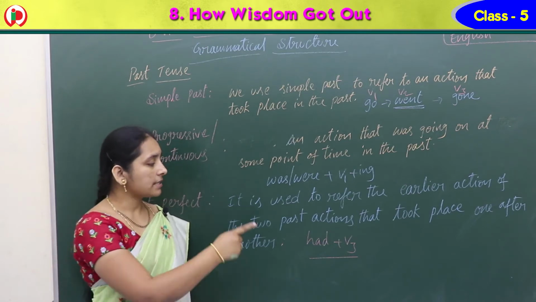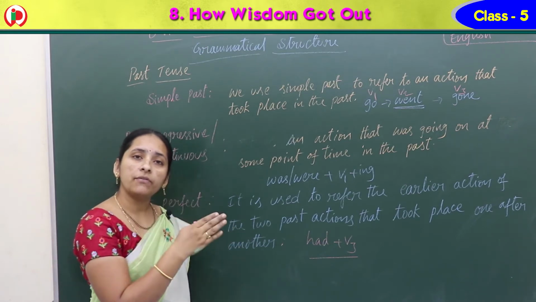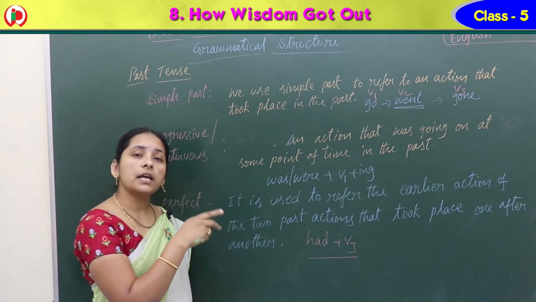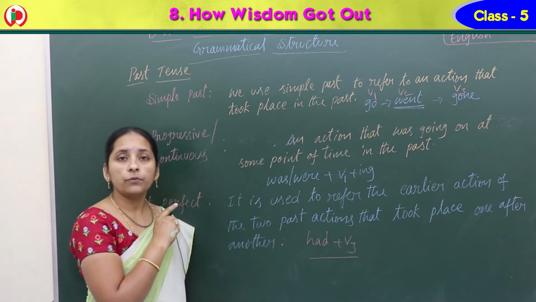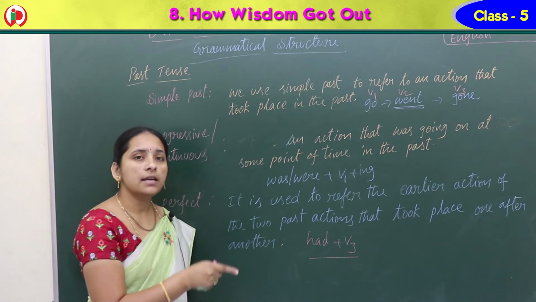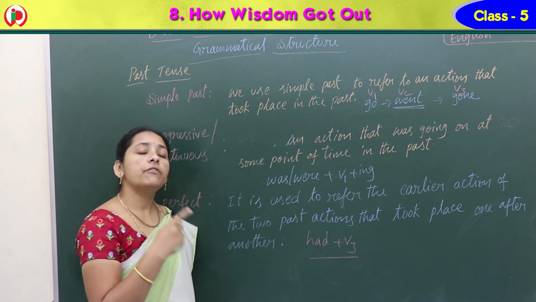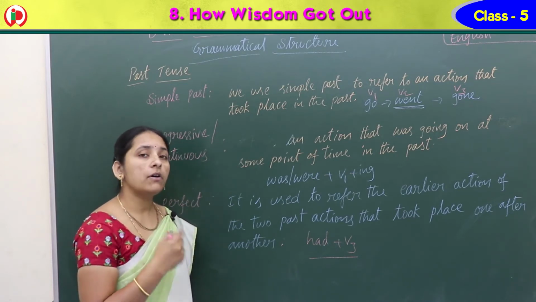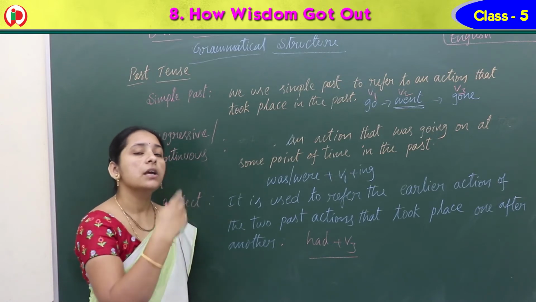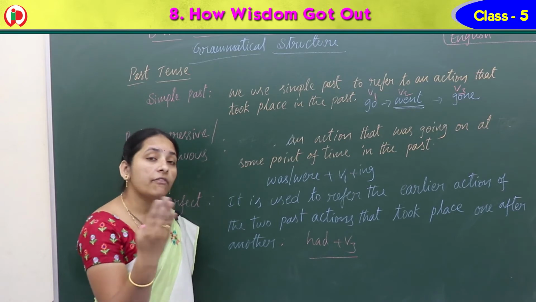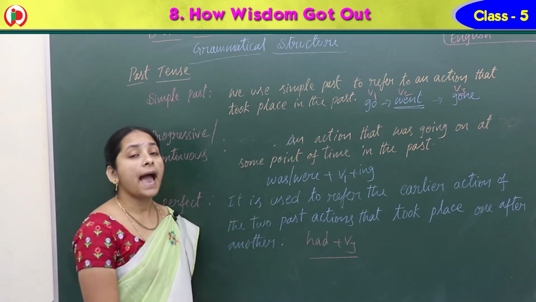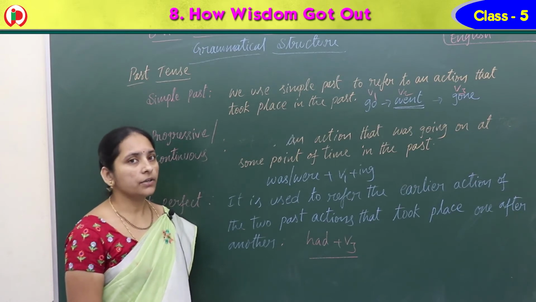Okay children, two actions happened. One is going to Tirupati and another is going to Chennai. So what is the first action? Yes, going to Tirupati. That's why: I had visited Tirupati before I went to Chennai. The first action is visiting Tirupati, so we should write I had visited. Okay children, you got this one?